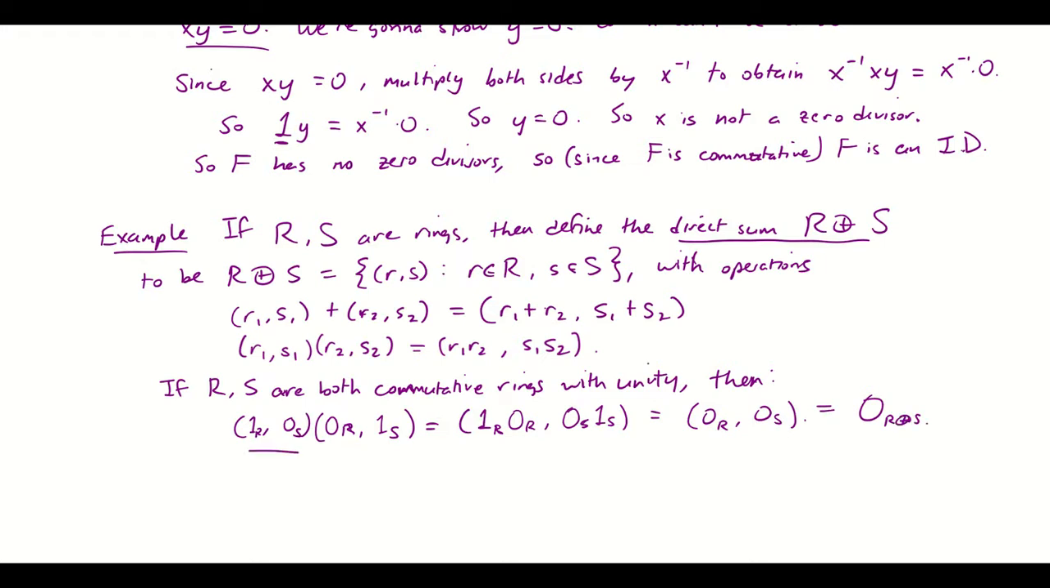So in other words, I've got two non-zero elements here that multiply to the 0 element of R plus S. That means these are zero divisors. And if I have zero divisors, then I'm not an integral domain. R plus S is not an integral domain. So those are just a few examples and non-examples.